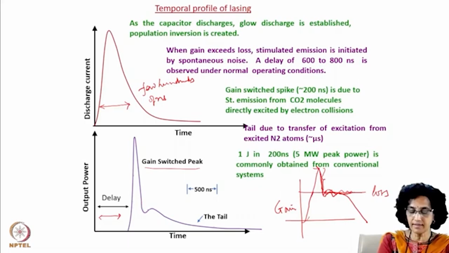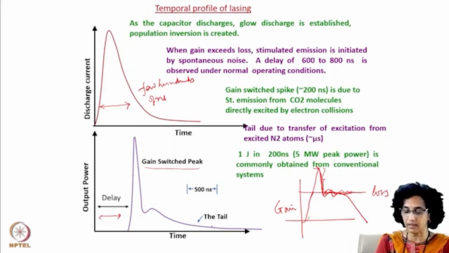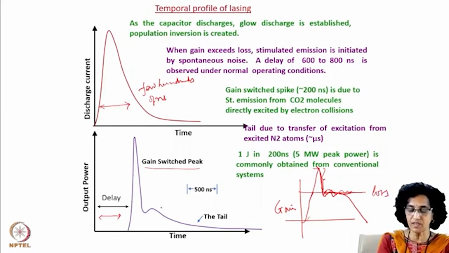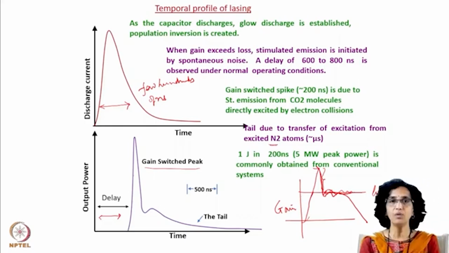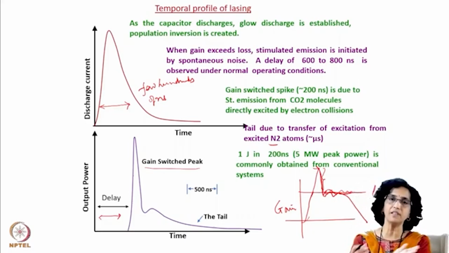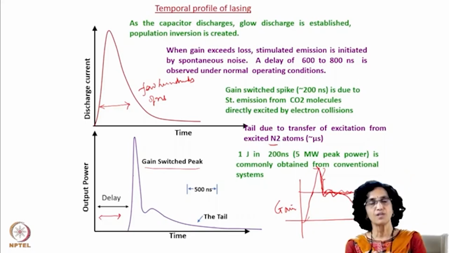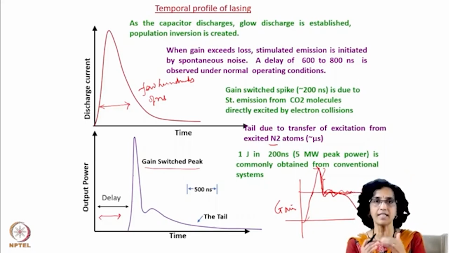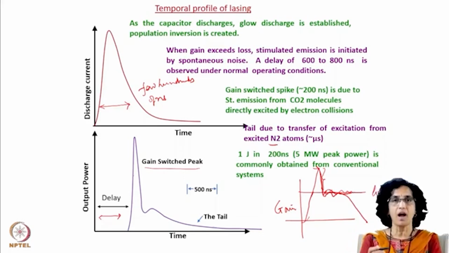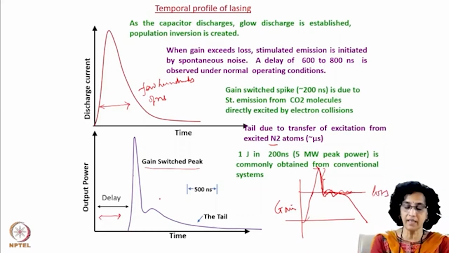And this tail that is very, very conspicuous of a CO2 laser discharge is due to the presence of nitrogen atoms. We know that nitrogen stores energy, and it is eventually delivering it to CO2 through collisions. So even when the direct excitation of CO2 is long over, the gain in nitrogen remains, and it is continuously fed to CO2, and this is seen as the output power which comes even after the gain switch spike.